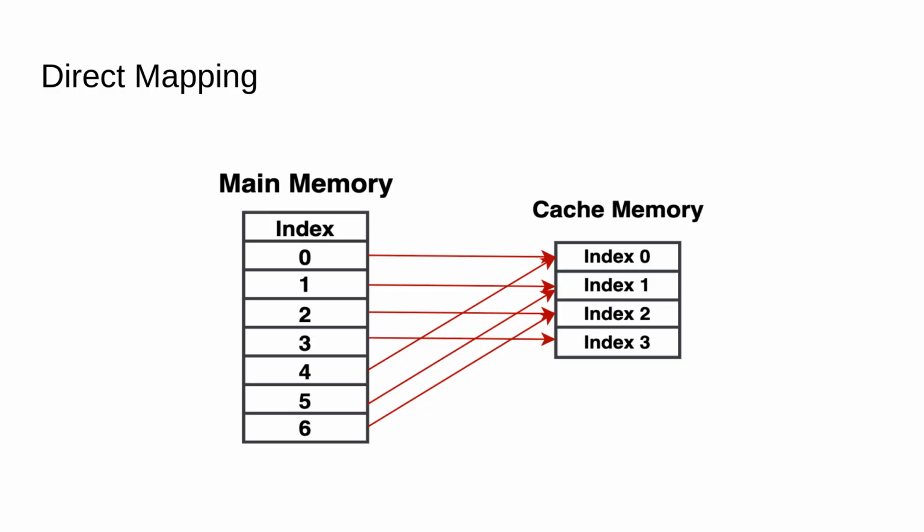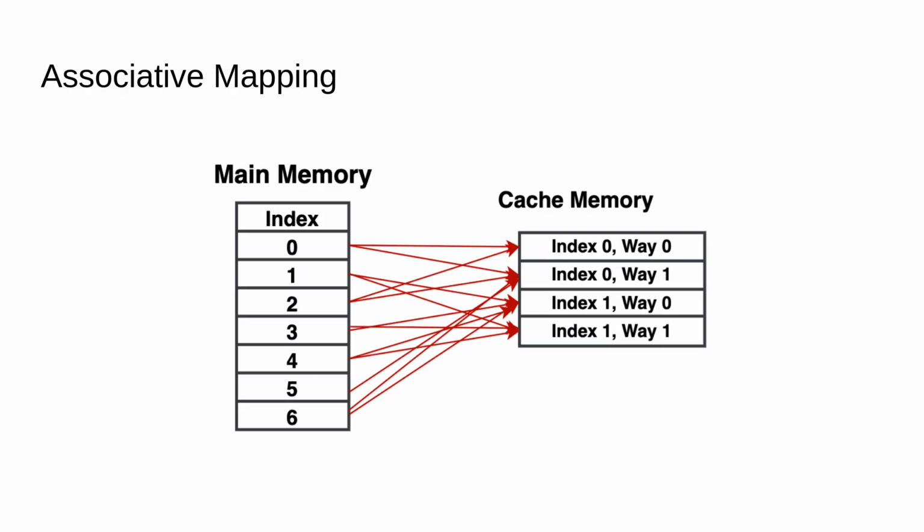But the problem here is, if too many frequently used memory blocks happen to map to the same cache line, we get a lot of collisions and the cache becomes less effective. To determine which block of the main memory resides in the cache memory, we use the following formula: i equals j mod m, where i is the cache line number, j is the main memory block number, and m is the number of lines in the cache.